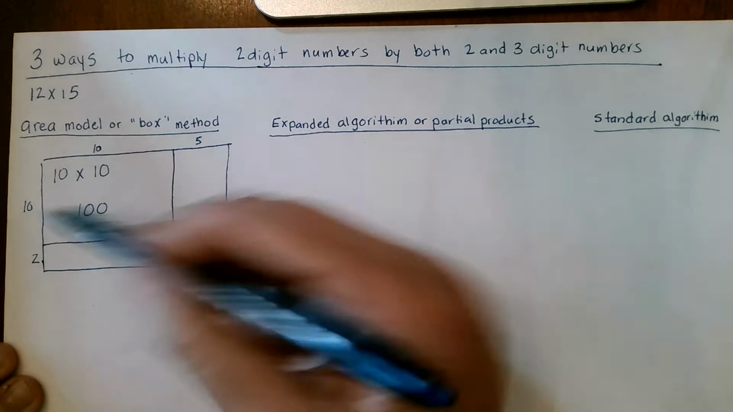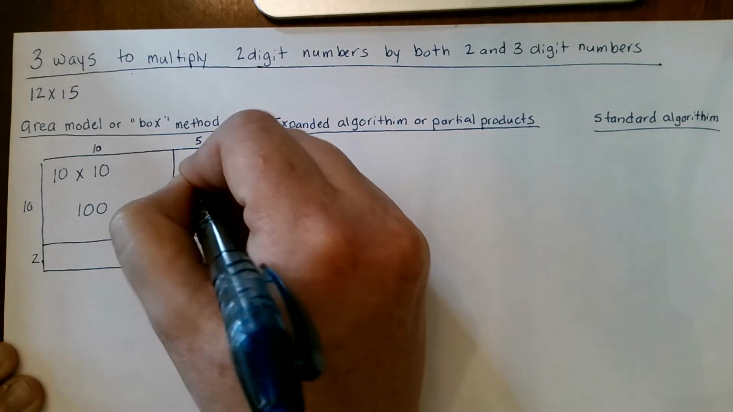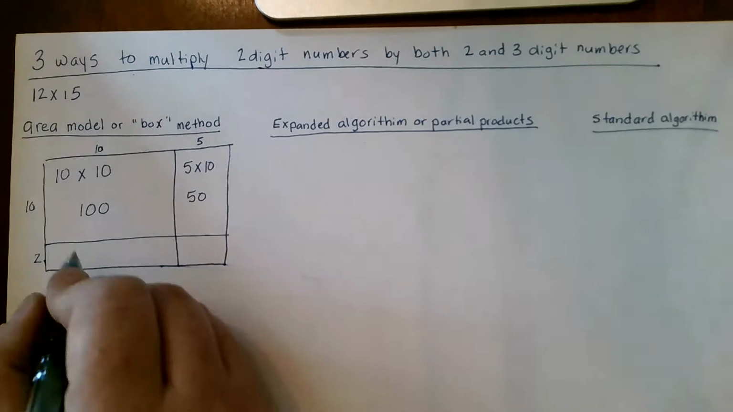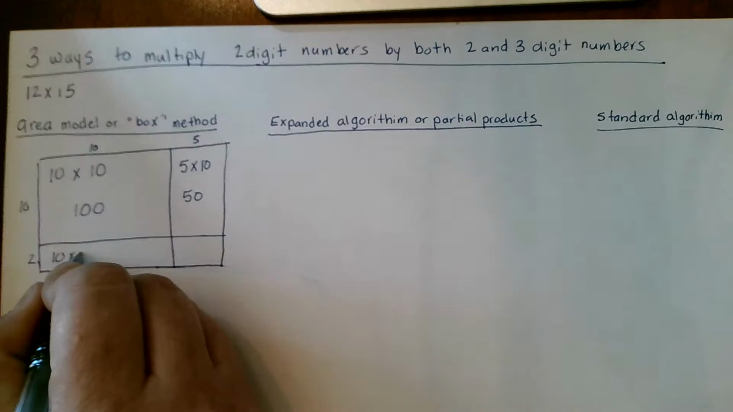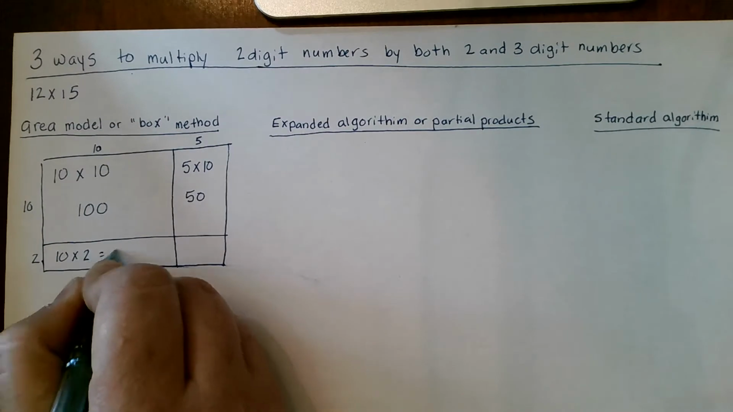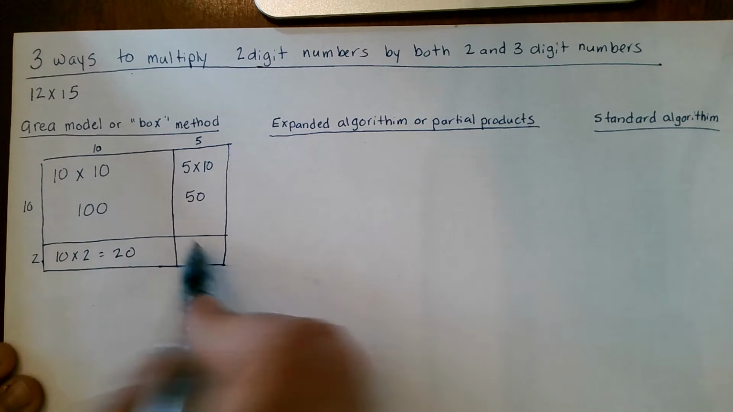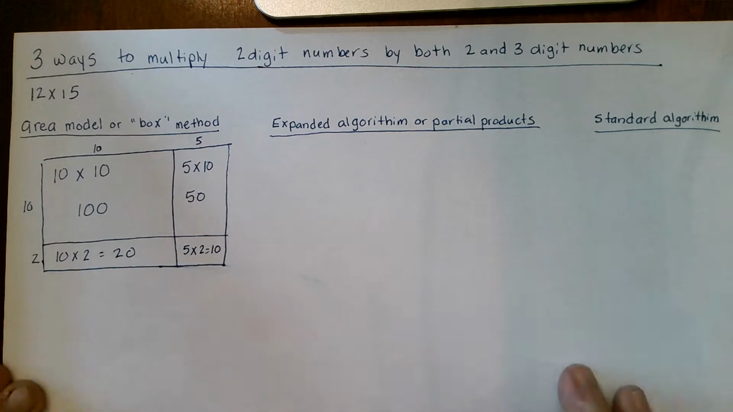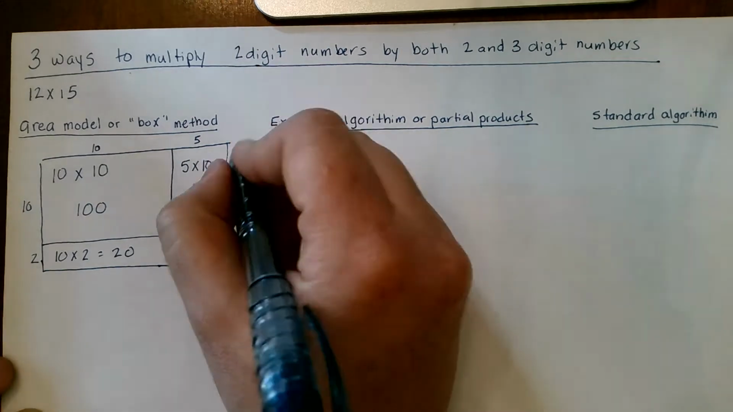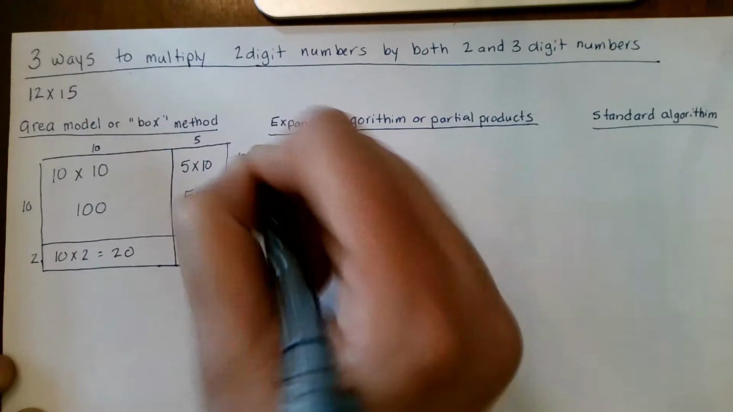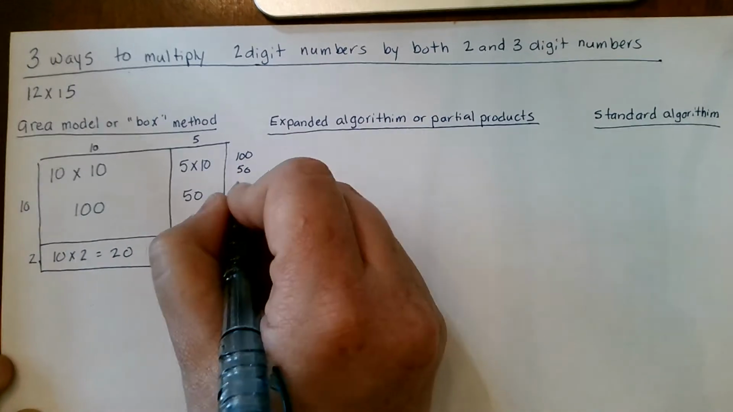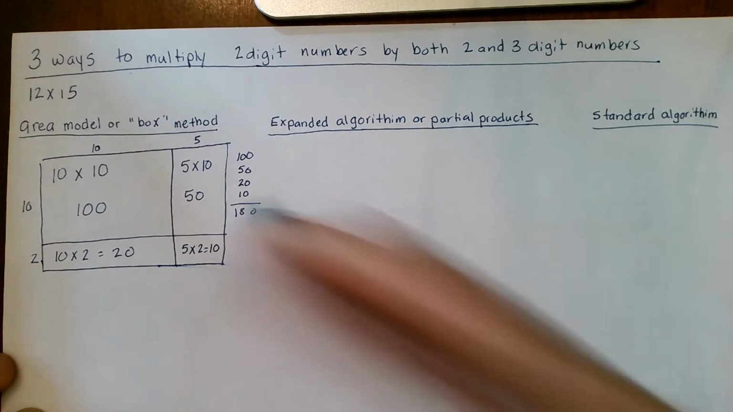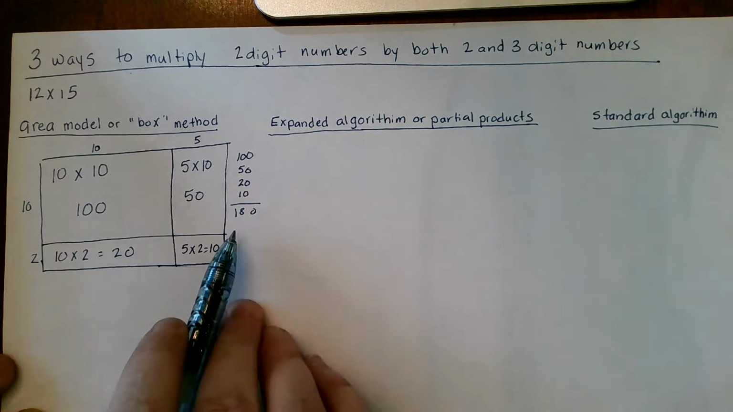This box would be 5 times 10, which would be 50. This box would be 10 times 2, which would be 20. And this box would be 5 times 2, which would be 10. And then we add it all together over on the side. So we're going to have 100 plus 50 plus 20 plus 10, which will give us 180. And so that is our answer.